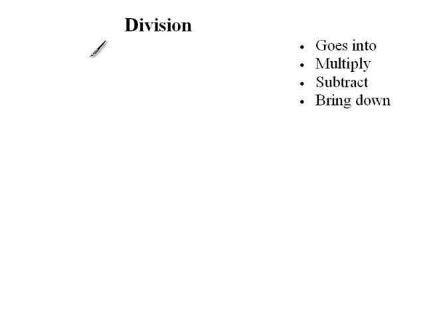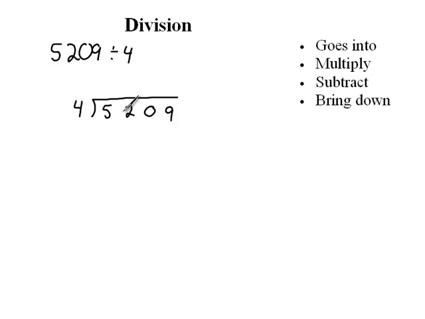And the example that I want to start looking at is going to be 5,209 divided by 4. And when you set this up to do long division, you will take the divisor, which is 4, and on the inside of the symbol you'll write the dividend, 5,209, and you'll notice that I'm leaving some space between the numbers here.